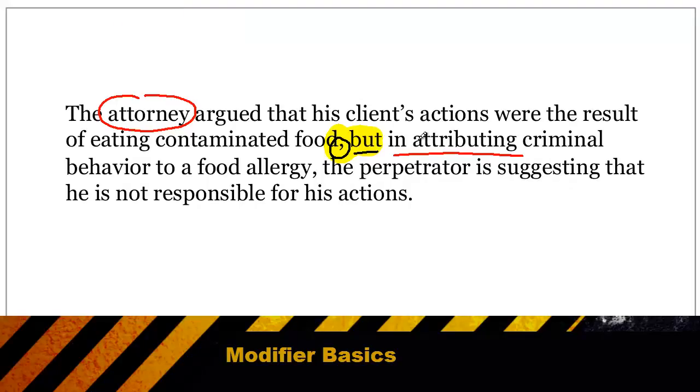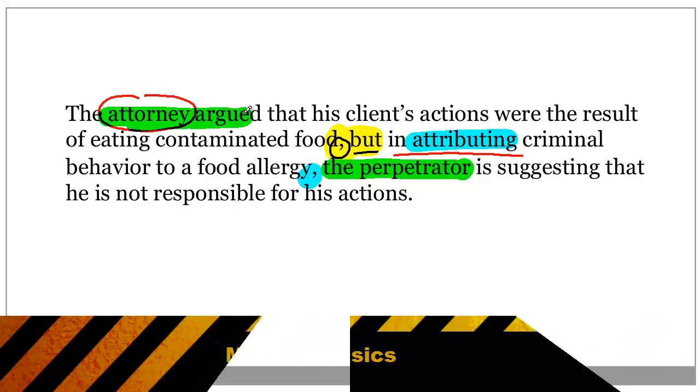So then we have this attributing, which is part of a phrase or a clause, followed by a comma. What comes immediately after the comma is the perpetrator. And while ordinarily a perpetrator could on his own do some attributing, the information in the first part of the sentence tells us that the attorney is the one who's making the case about the contaminated food. So while the second part of the sentence by itself may not be grammatically incorrect, it is logically inconsistent with the sentence as a whole.